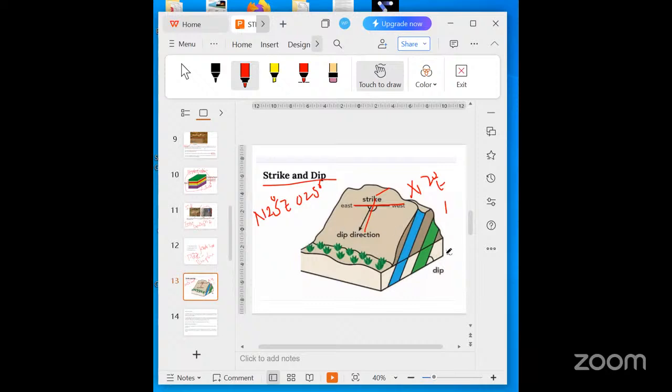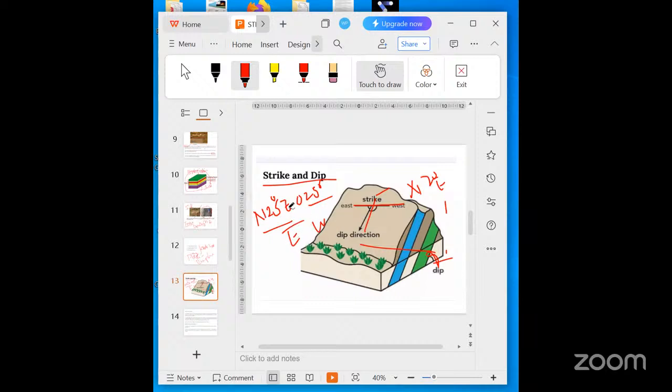This is the dip. Dip is the steepest angle of descent of a tilted bed or a feature relative to the horizontal plane, and it is given by the number of degrees. For example, 0 to 90 degrees, right? And a letter means north or south, east or west, which is the rough direction in which the bed dips downward.